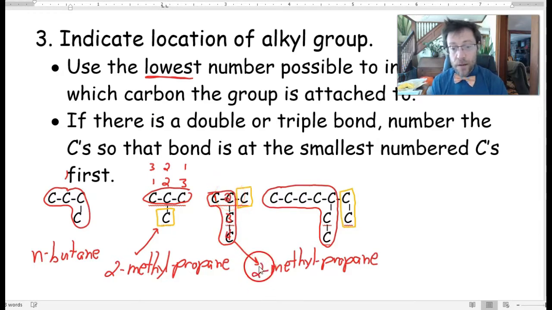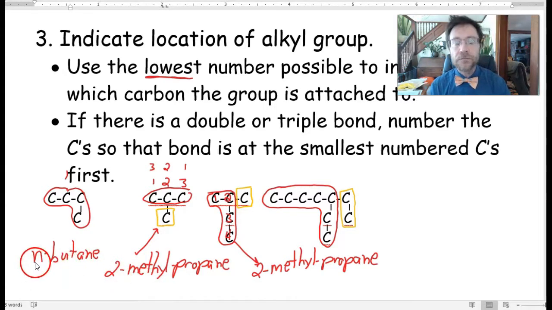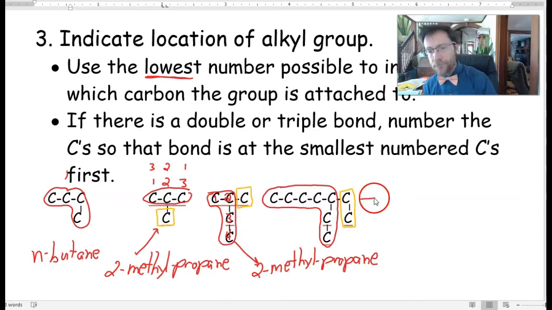This is 2-methyl propane. Remember, we went and got the base name first with the circles. Then we named what the branch is, and then where it is. So who, what, where. Who is it? It's a propane. What's attached? Methyl. Where is it? On the number 2. This one, it's a butane. That's who it is. What's attached? Nothing. Done.